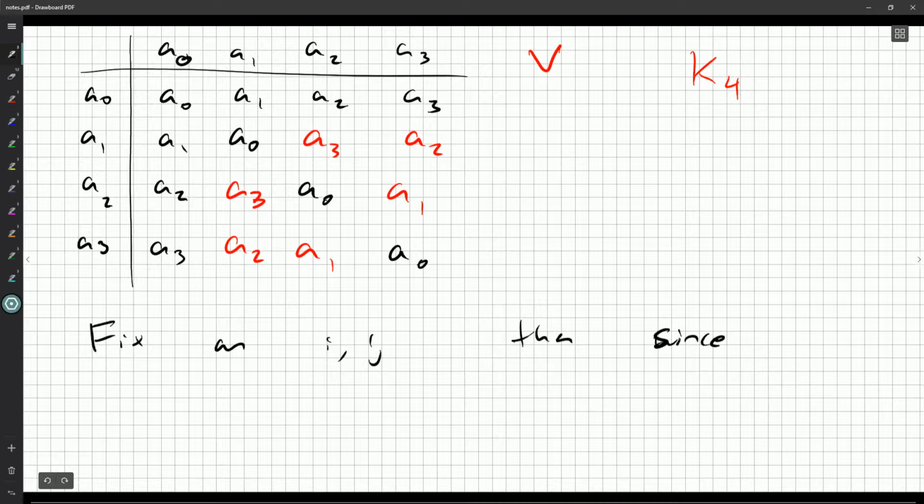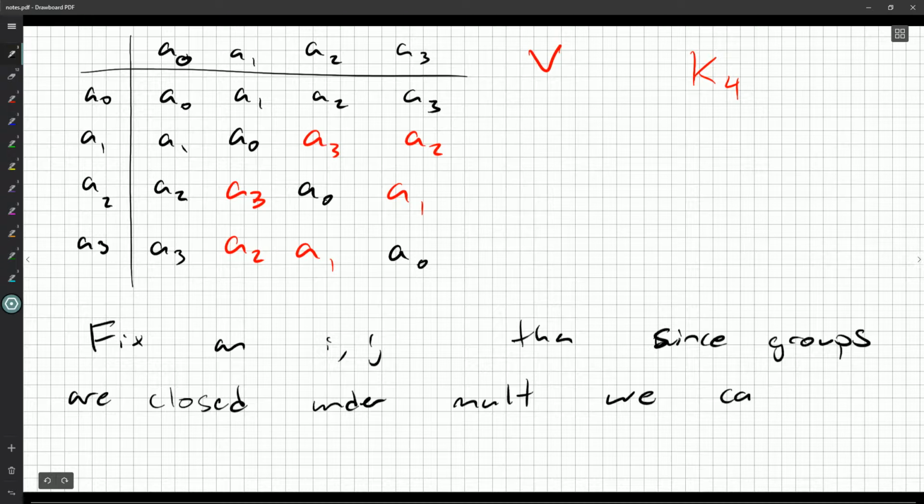Then, since groups are closed under multiplication, what that means is if you multiply two elements in the group, you get another element in the group. So we can find k. So AI times AJ is equal to AK. I want to show this is the same k you would get if you did AJ times AI. And it's true up here.